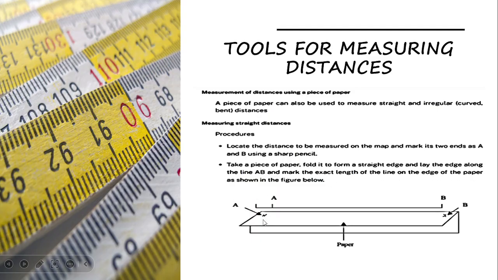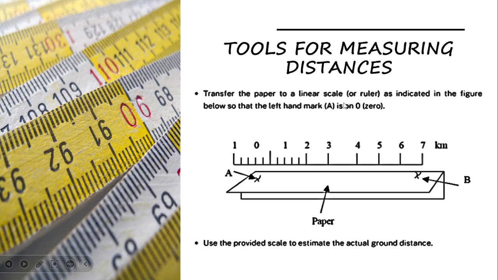So you have laid that paper to those marked points, point A and B. You fold the paper into a straight edge and lay that edge along the line A and B, and you mark the exact length of the line AB on the edge of the paper, as you have seen in this diagram here.